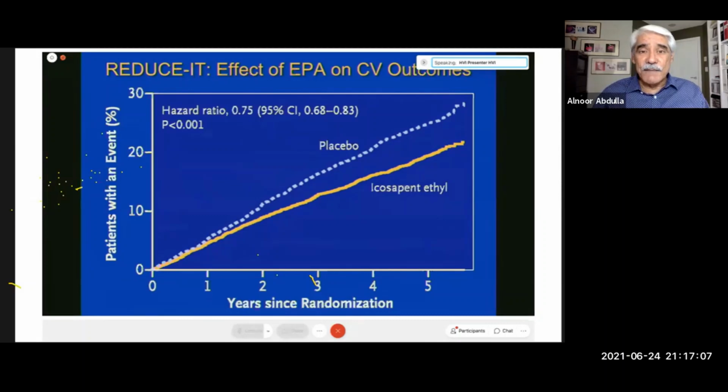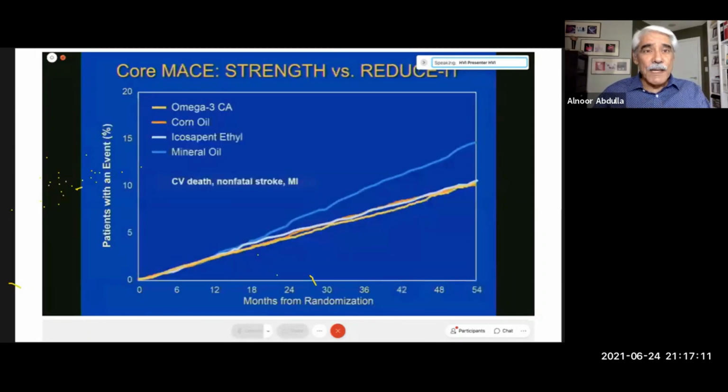They got less events. Well, lo and behold, came on the STRENGTH trial, and the STRENGTH trial did the same thing with a different EPA raising chemical, and it used corn oil as the control. And in that study, there was no benefit from raising the EPA in the blood with this pharmacological agent. And it was the same events as placebo corn oil.